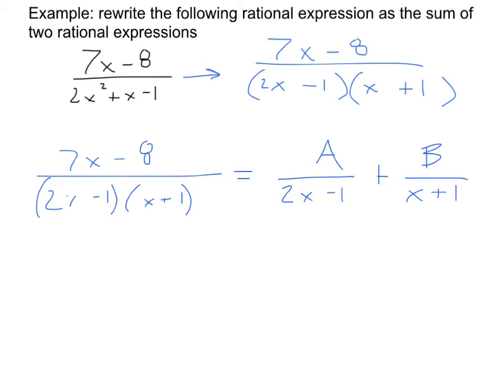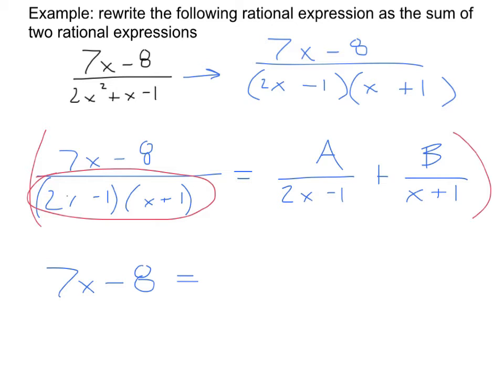And this problem is basically going to be about solving for what capital A and capital B are, right? So how am I going to solve for those things? Well, what I'll do is I'll multiply the entire problem through by this denominator, right? When I do that, I'm going to end up with 7x minus 8 equals A times the x plus 1 term plus B times the 2x minus 1 term. That's some fairly basic algebra there. I skipped the step, and I hope everybody's comfortable with that.